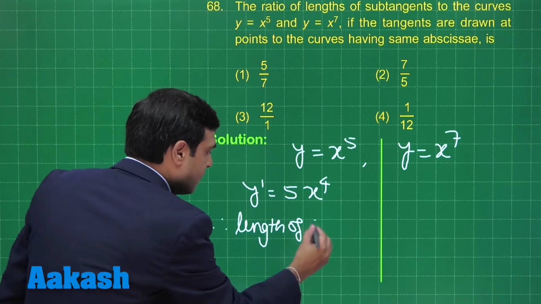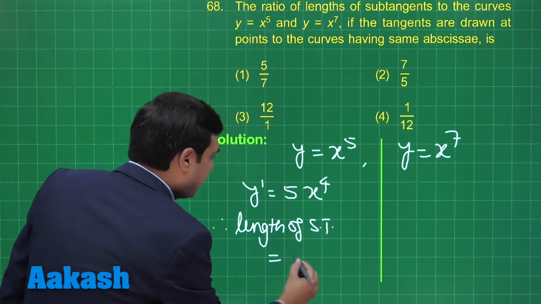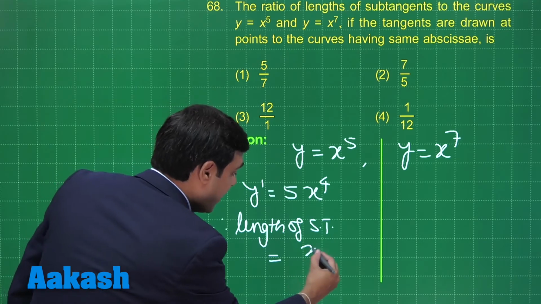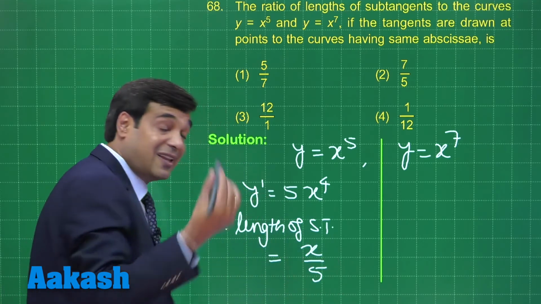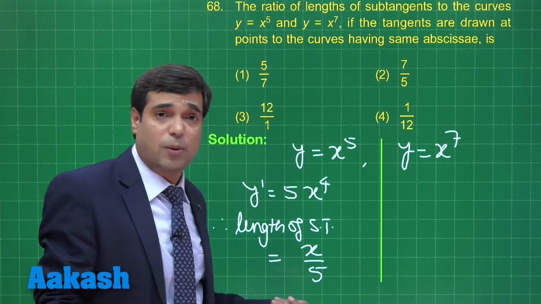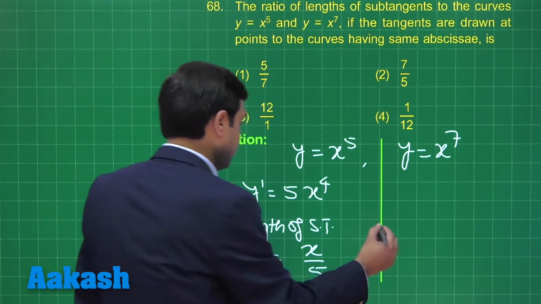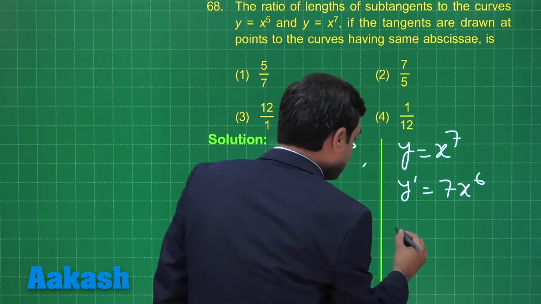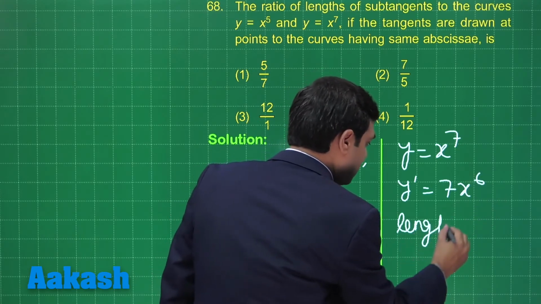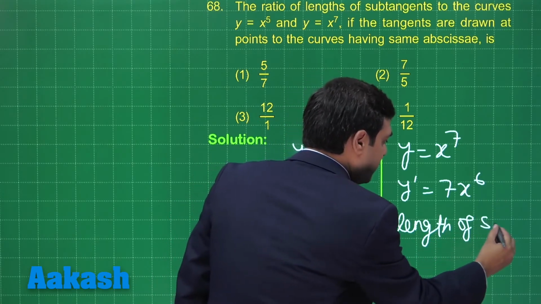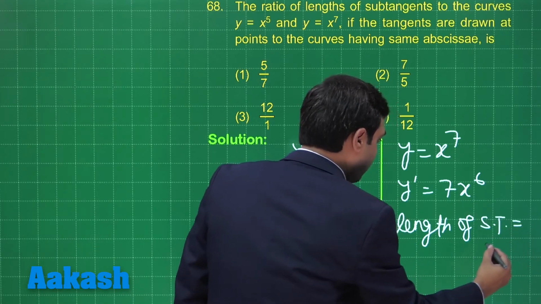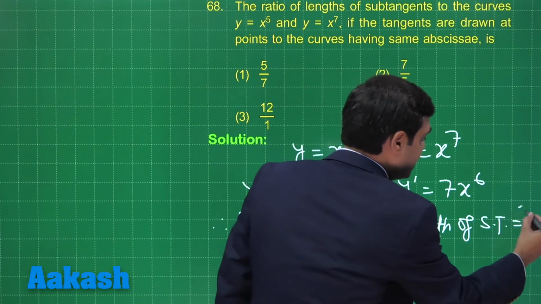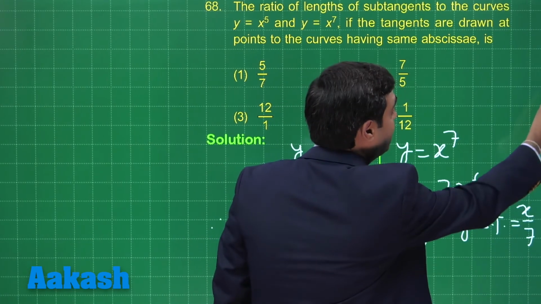Therefore the length of the subtangent is equal to y upon y dash. Here you have x/5. At the same abscissa, let's consider (x, y). So x/5 here. For the second, y dash is 7x⁶. So the length of the subtangent is x⁷ divided by 7x⁶. So it is x/7, right?